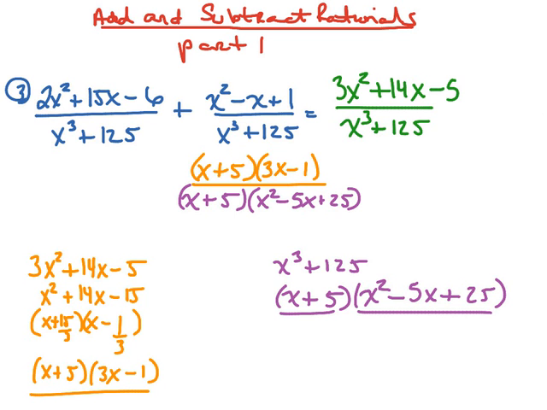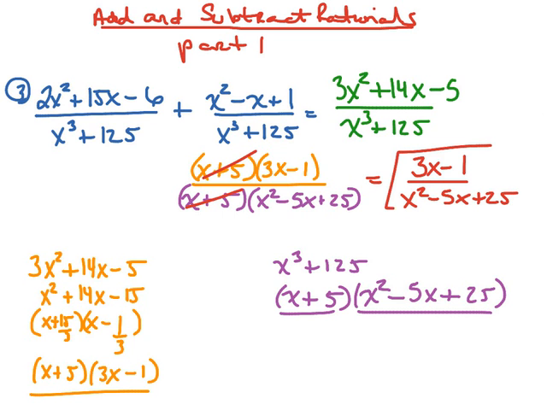So at this point I have everything factored. Now I'm going to go over here and cancel out some common factors. I can cancel out the x plus 5 and the x plus 5. At that point, that's all I can cancel out. So I'm left with 3x minus 1 as my numerator, and x squared minus 5x plus 25 for my denominator. Therefore, this is my final answer.